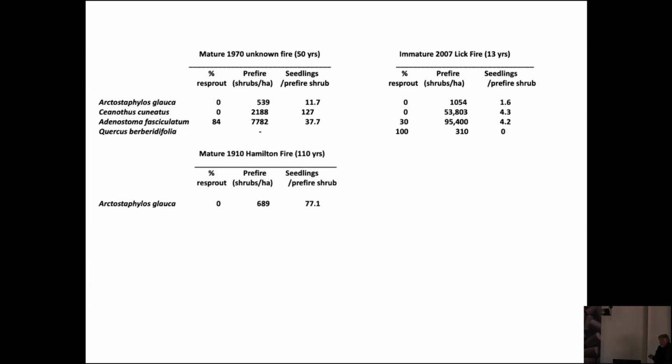One other area in the Santa Clara Complex Fire overlapped at one area with a fire that last occurred in 1910. In other words, it was a 96-year-old stand. And here we see in these older stands substantial recruitment. In other words, no evidence of senescence risk, but there's definitely evidence of immaturity risk.